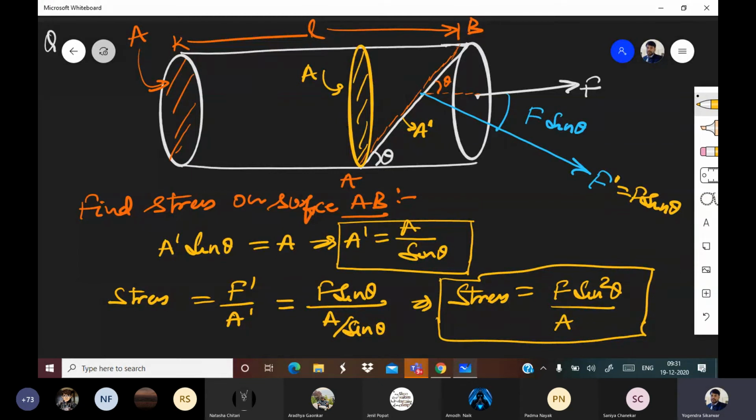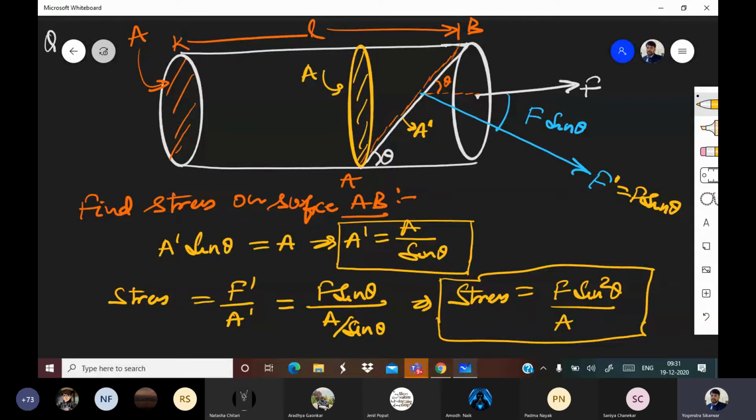Okay. Amod and Sakshi, please note and see what mistake you have made. All right. Not just the component of force will be taken. You have to take the area of surface also. All right. And area of surface will be more than A.